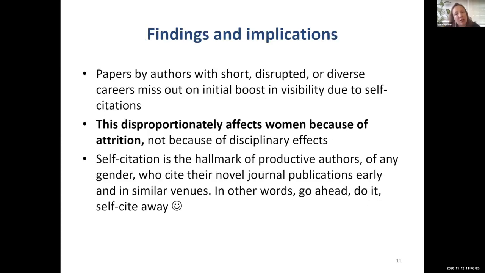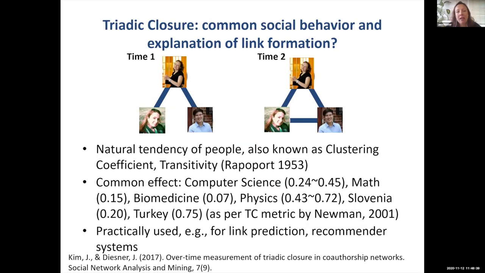And just the last word on self-citation. Overall, we also saw that self-citation is the hallmark of successful authors. So if any of you is wondering whether they should self-cite or not, go for it, do it. It's a good thing. All right. I'll show you one more example.